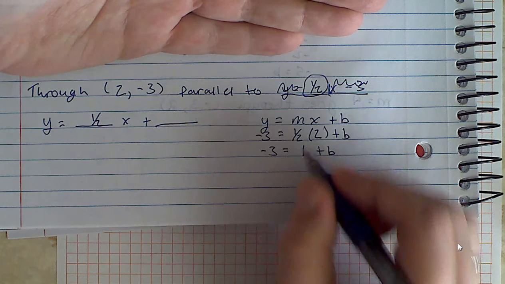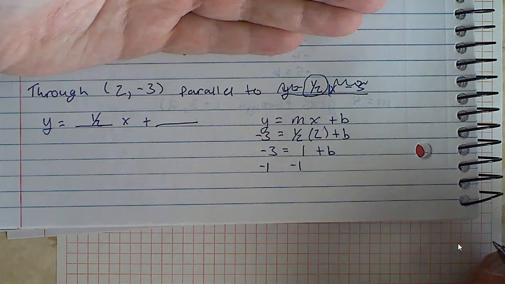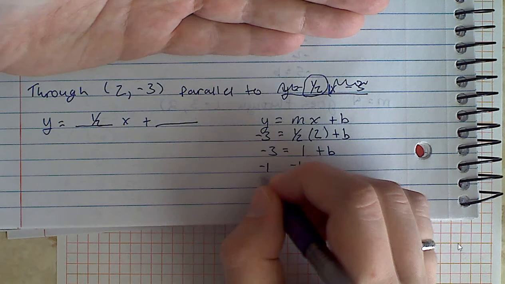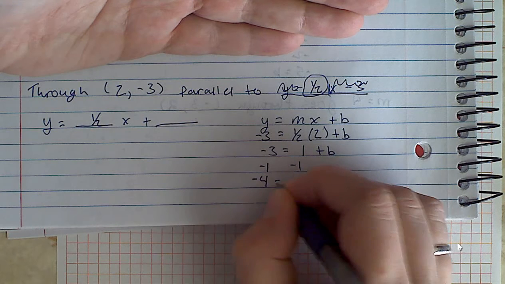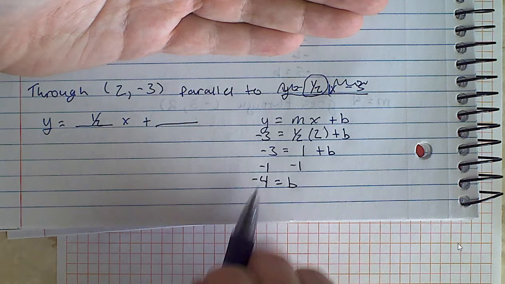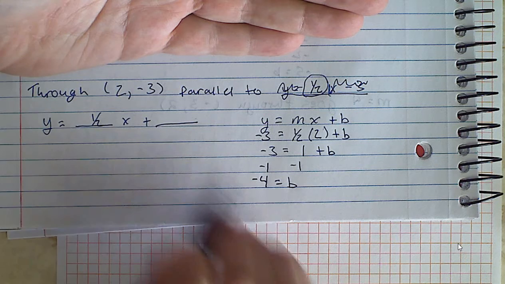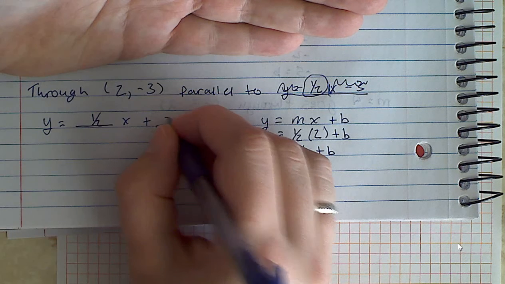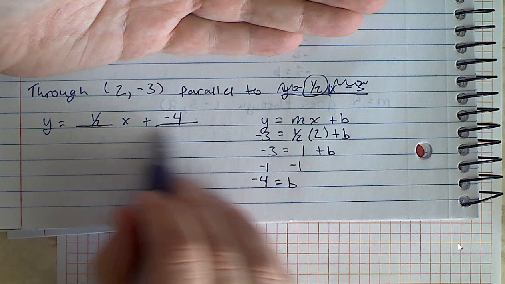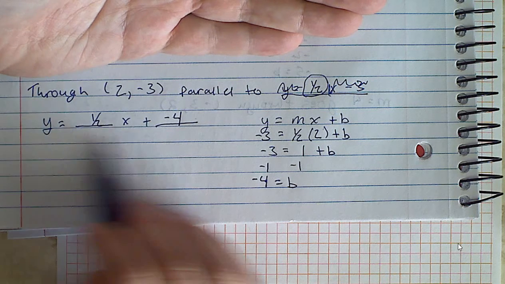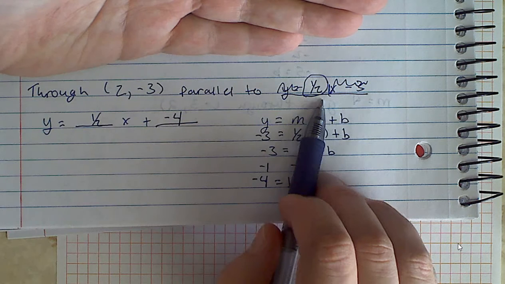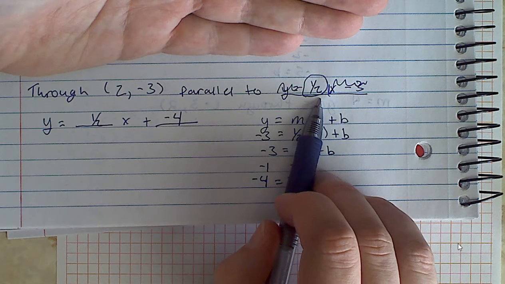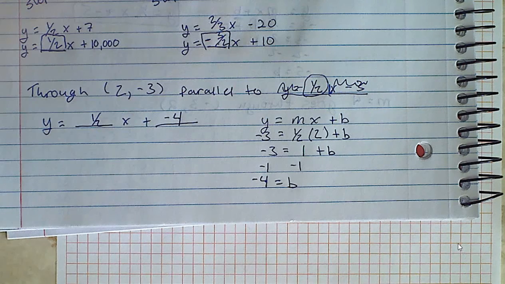So I'm going to subtract 1. -3 minus 1 is what? So -4 equals b. Now what do I do with this -4? I put it right up here, right? So -4 goes up there. So this is the final equation. This is the equation of a line that goes through that point and is parallel to this other line. Okay. Kind of, sort of?